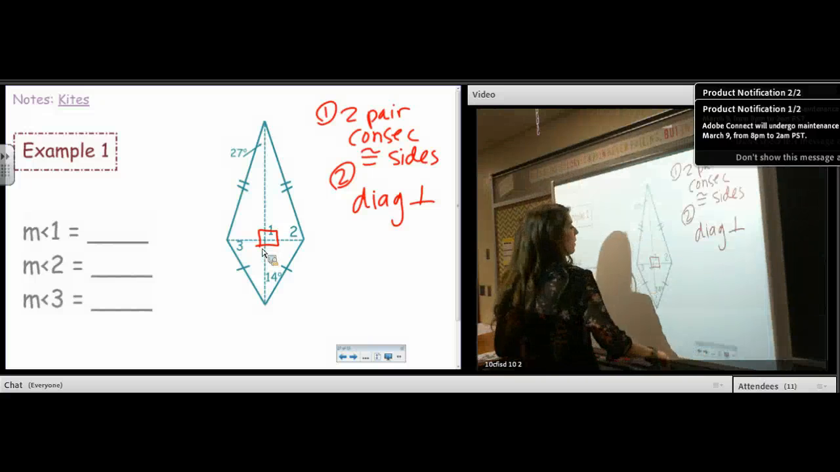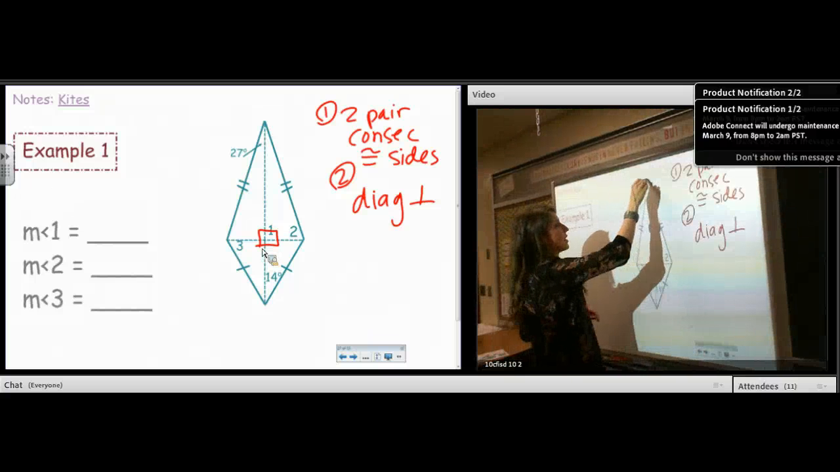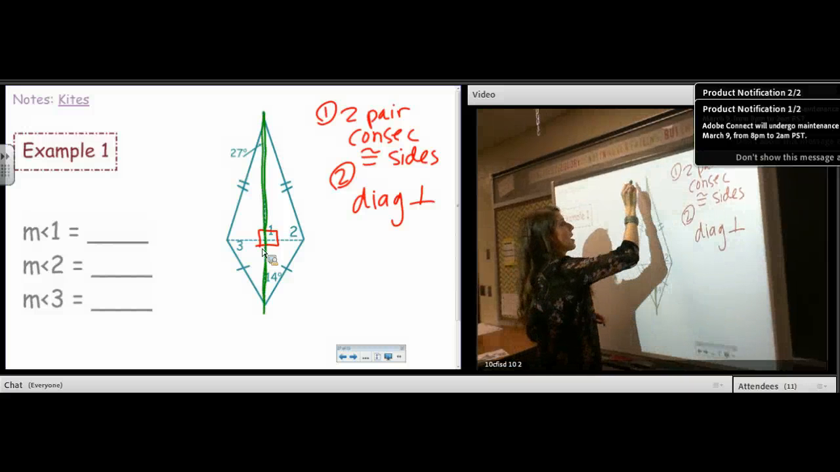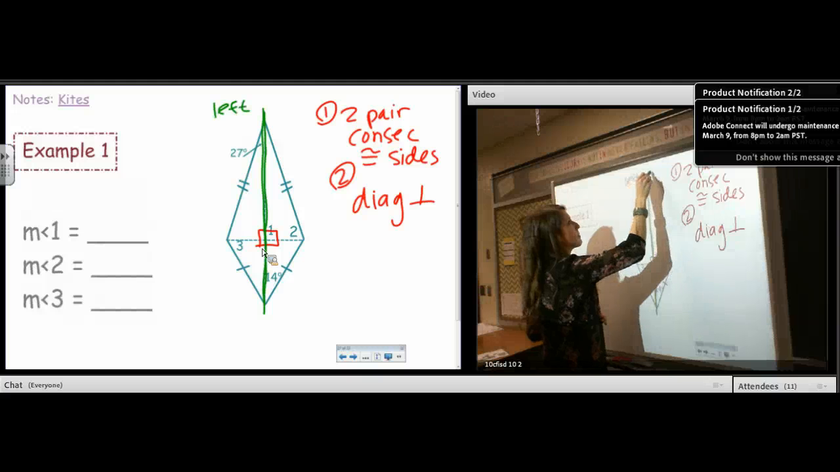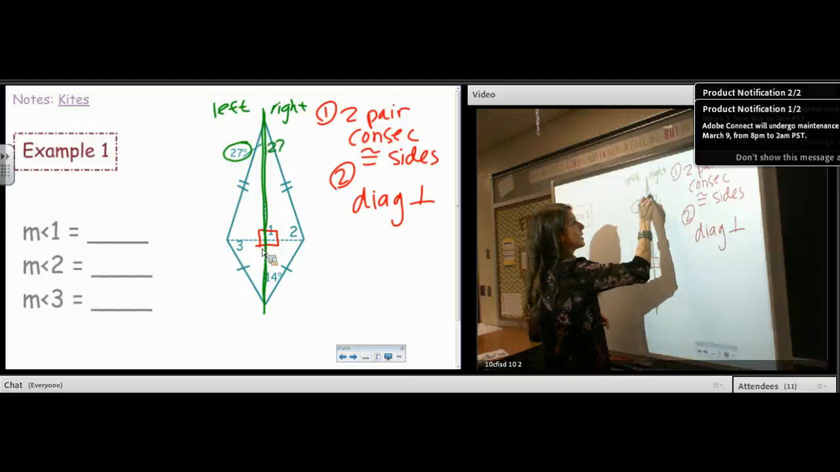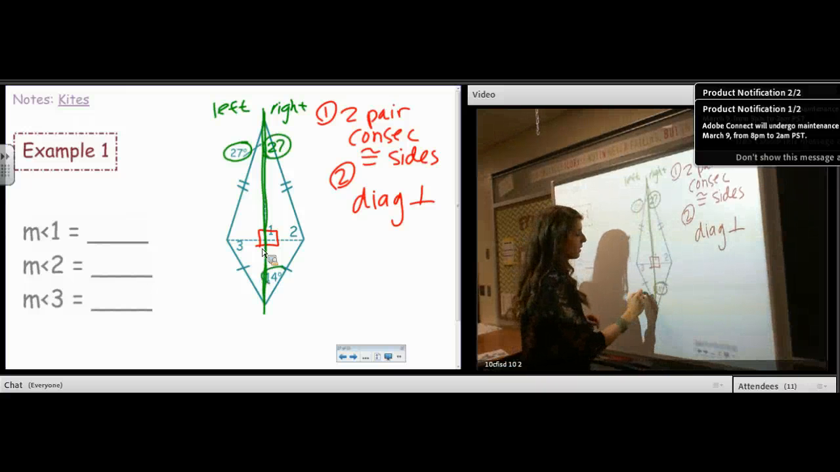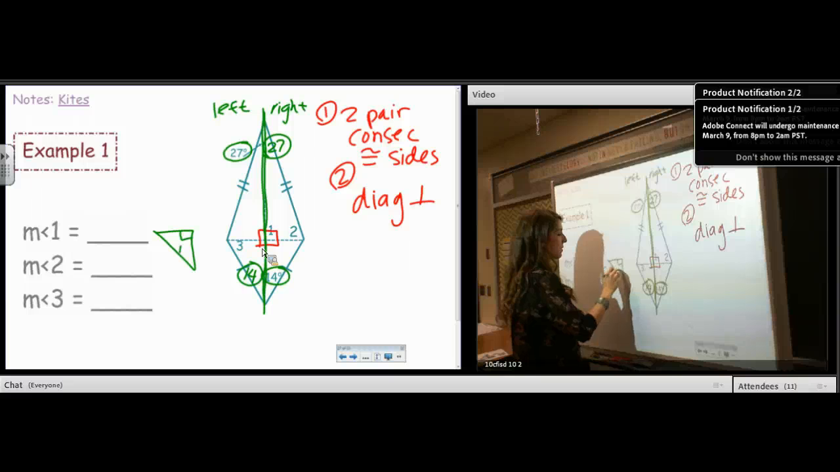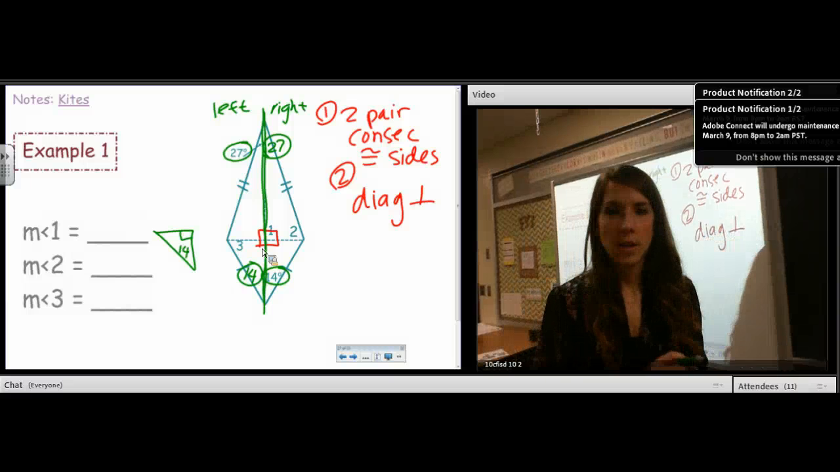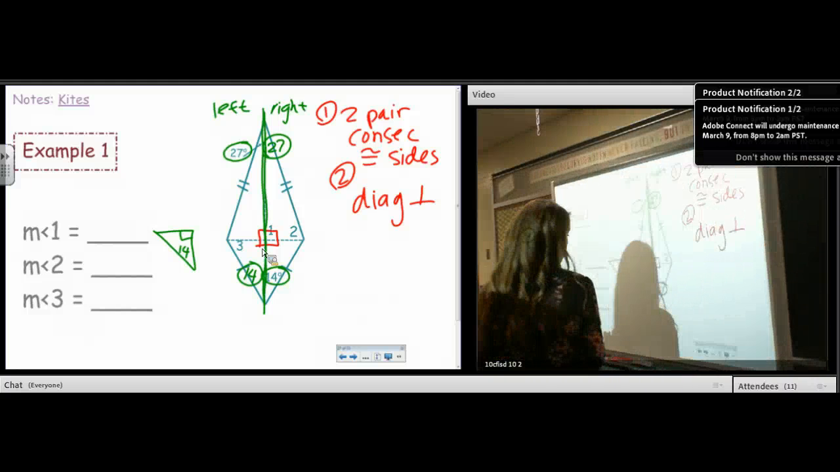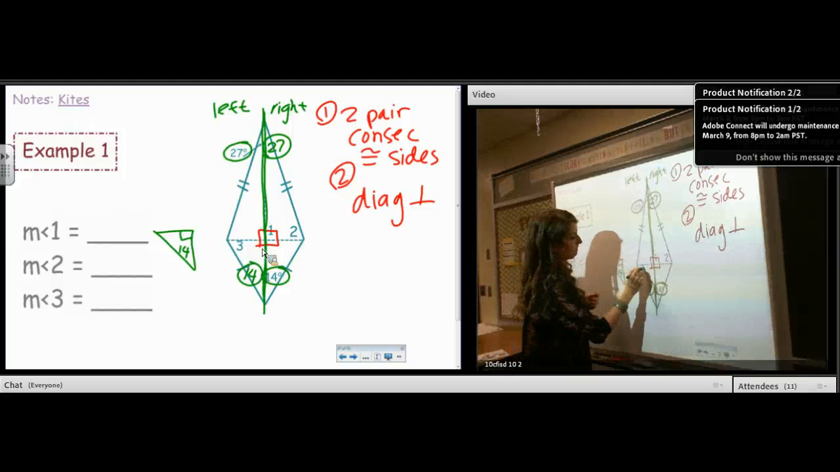Okay, so let's see what we can do. Here is your diagonal of symmetry. I would bold it every time. Everything on the left is going to mirror the things on the right. So, 27, 27. 14, 14. Now we can find our missing angle because we've got a right triangle here. We've got 90, we've got 14. So you're just finding the complement of 14. 86. No, sorry, 76.